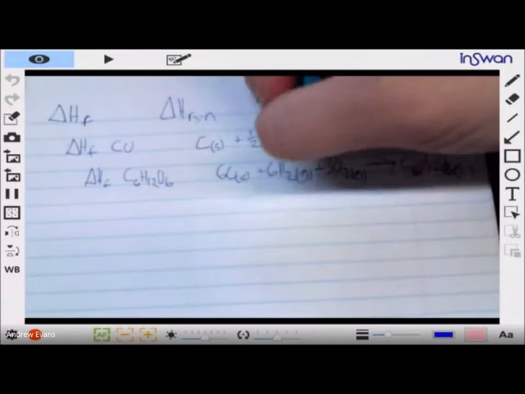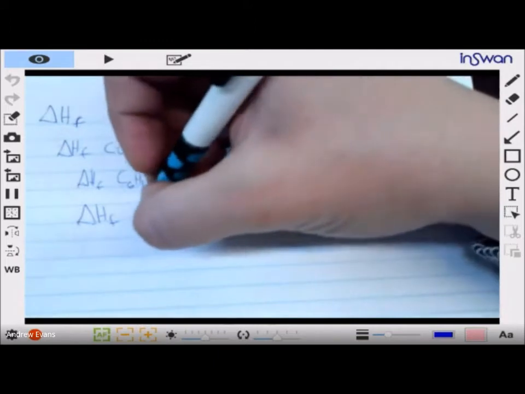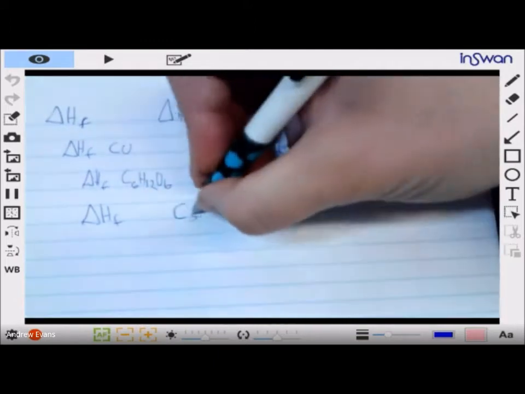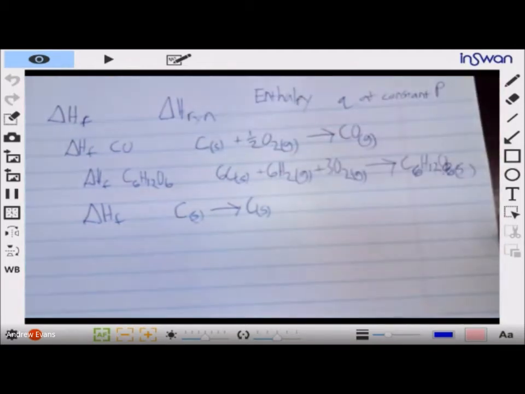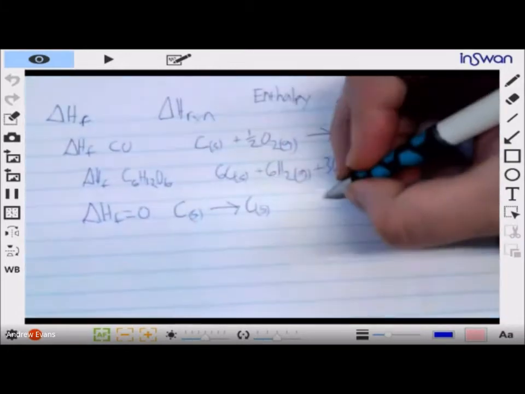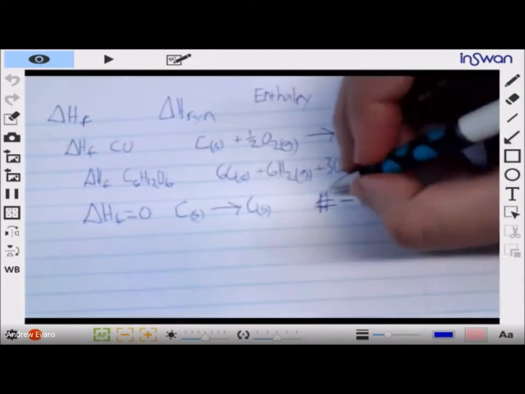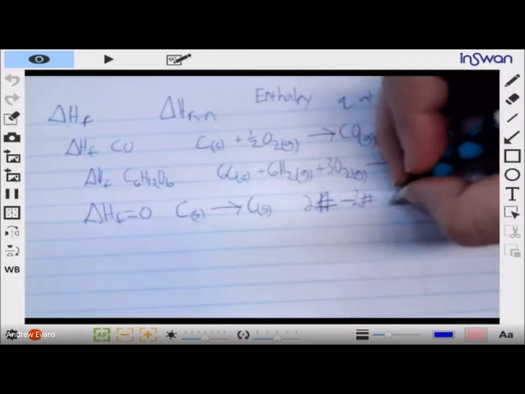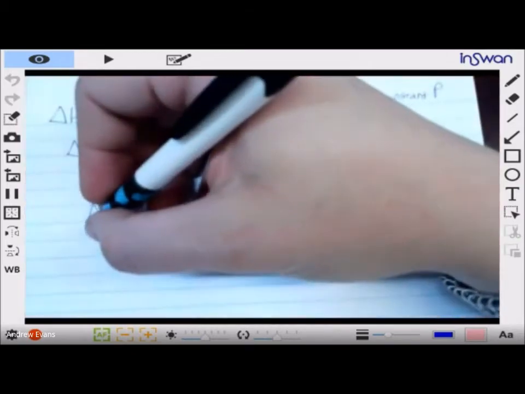Because of the way we set this up, the enthalpy of formation of any pure element is going to be 0. If I went from carbon solid to carbon solid, these two numbers are going to be the same. So this has to be 0, because some number minus the same number, if that's 2 and that's 2, 2 minus 2 is 0. It doesn't matter what the number is. Any number minus itself is 0.